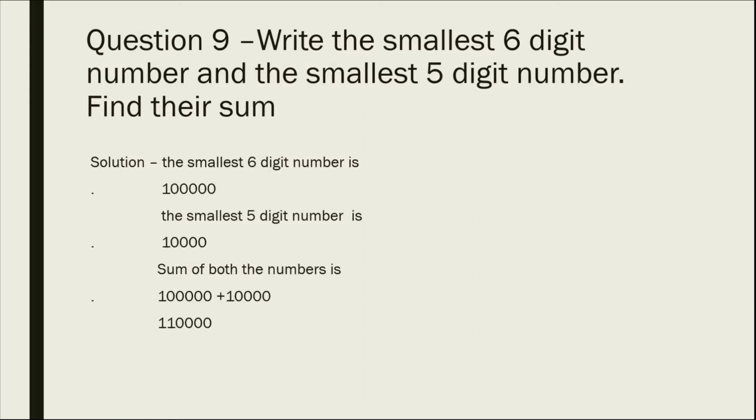Question number 9. Write the smallest 6-digit number and the smallest 5-digit number and find their sum. Now here in the same manner you have to add the smallest 6-digit number and the smallest 5-digit number. The answer will be 1,10,000.